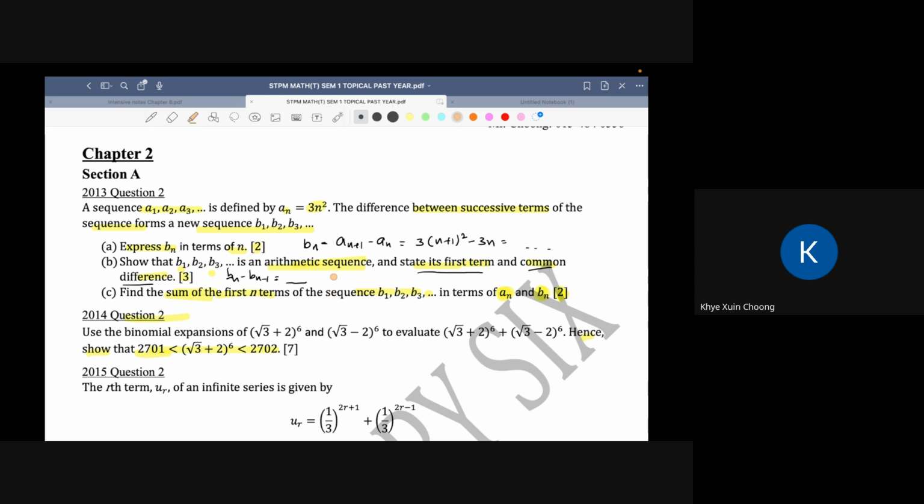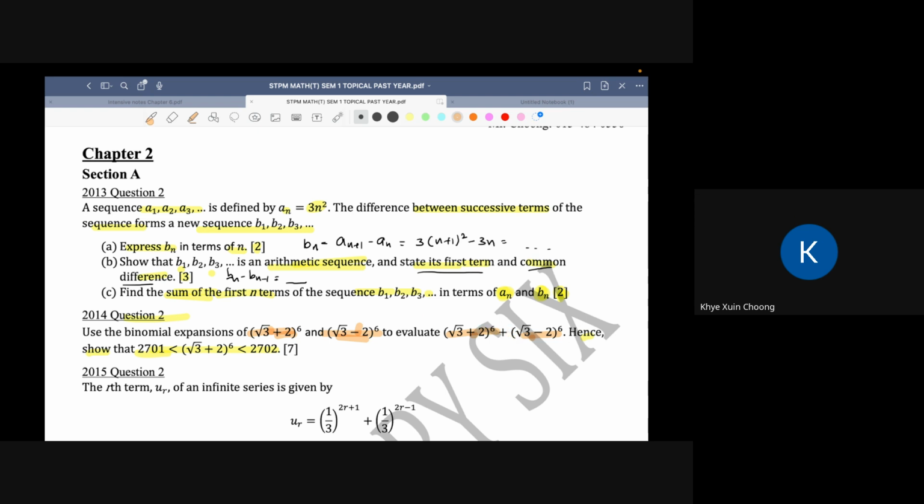we can do to help us solve most of the question. So this is something that I said just now. Use the binomial expansion of these two to evaluate these two. So for binomial expansion, you just need to memorize the formula, then you can expand it, right? So this one you can expand, this one you can expand. Then obviously you can add up these two and get the formula for these two combined.